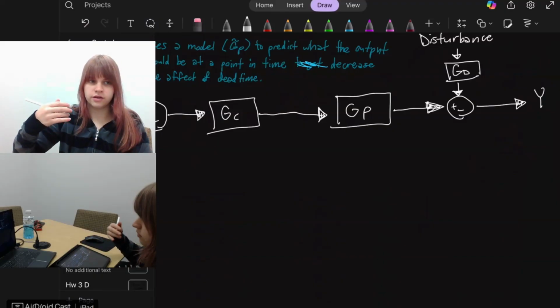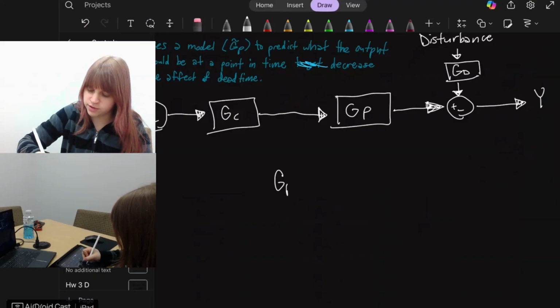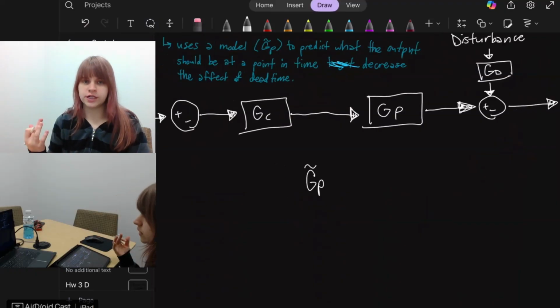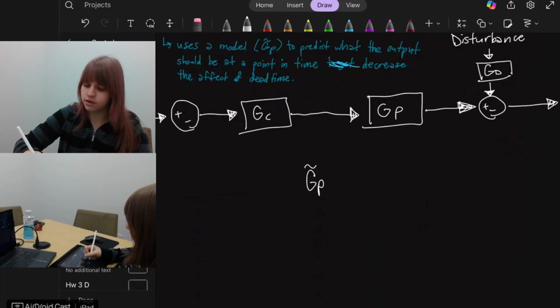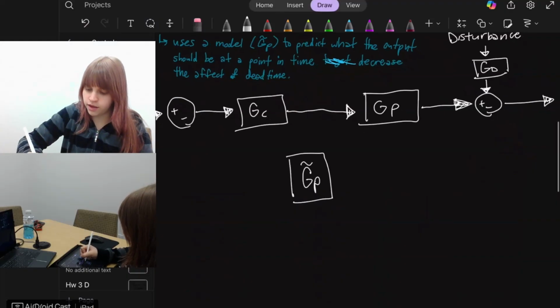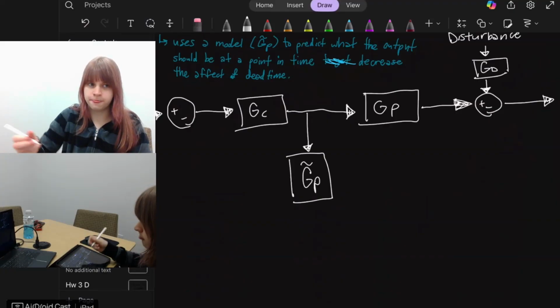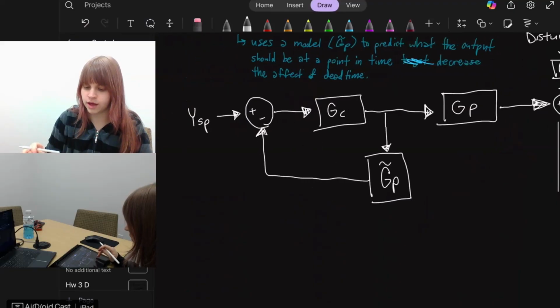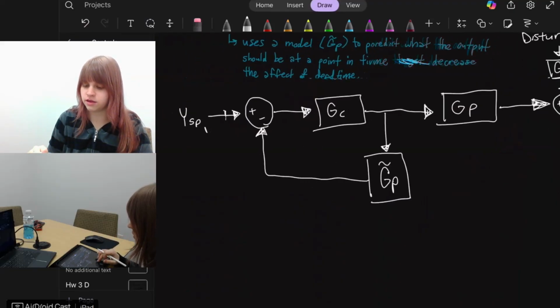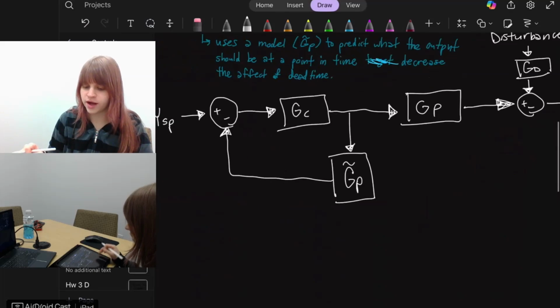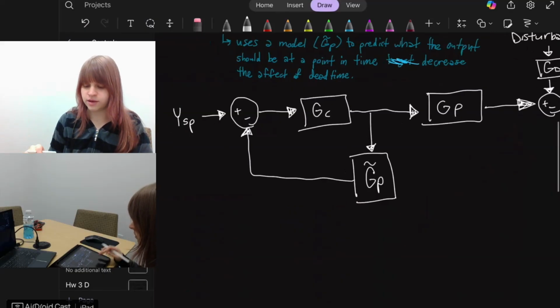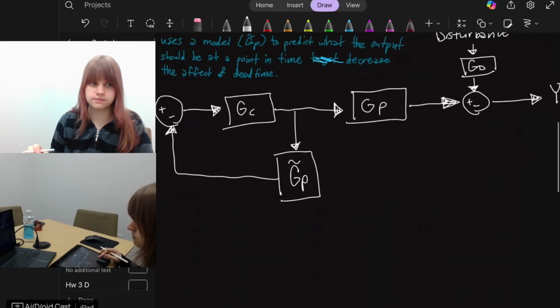And now we are getting into the Smith Predictor. So we have our GP with the little squiggle on top. That is our model to predict with. We have that there, and it is attached to that comparator that you compare with the set point. And this Y is just whatever value you're measuring. In the past we've done a lot with liquid level height, so that could be height, temperature, any of those things.